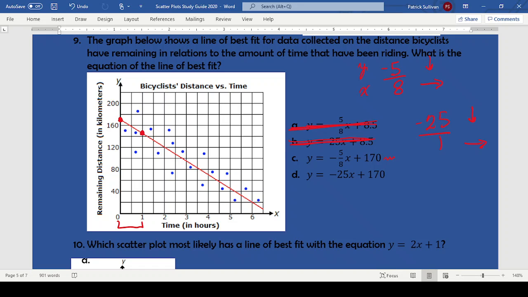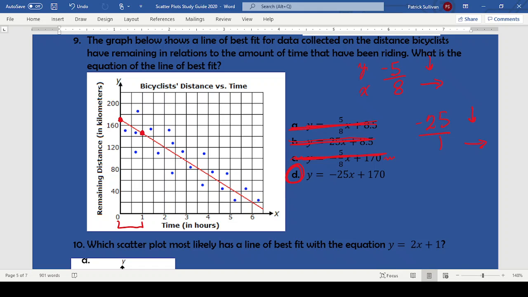Or you could even argue it this way. It's much, much closer, the slope of negative 25 is much closer than the slope of negative 5/8. Okay, so I can eliminate this one. And if I know that I have to select an answer by a process of elimination, then letter D is the most sure choice.